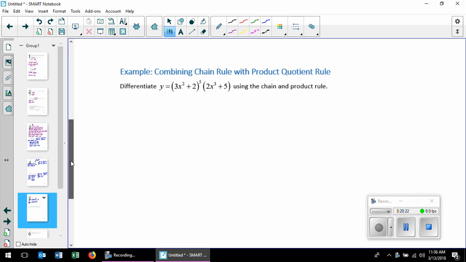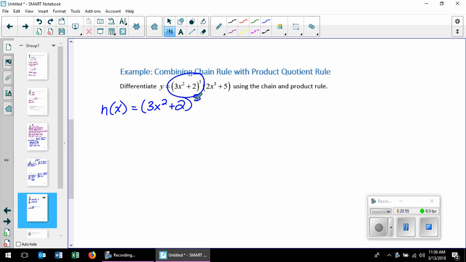Okay, so where's my composite function? Hello, anybody? Everybody's on the phone. The first one is my composite function, which will require the chain rule. So what I would suggest is you do that first. Okay? So I'm going to call that h of x is equal to 3x squared plus 2 to the exponent 5.